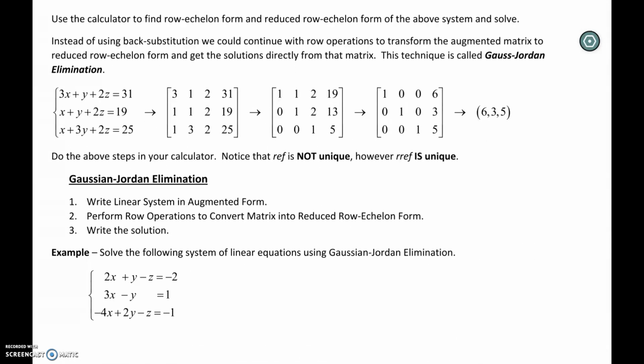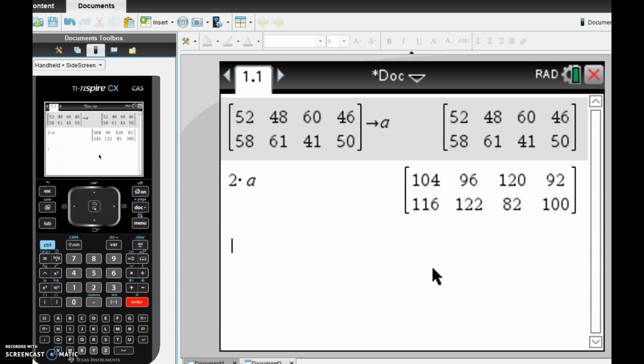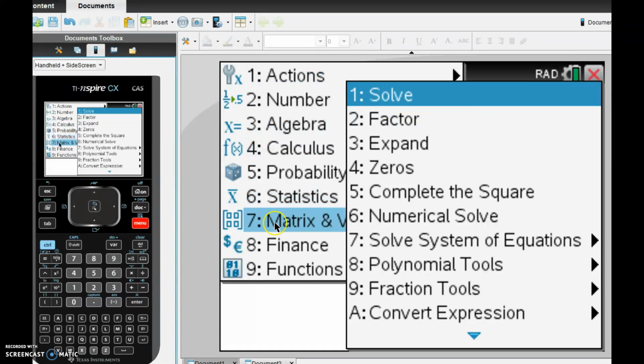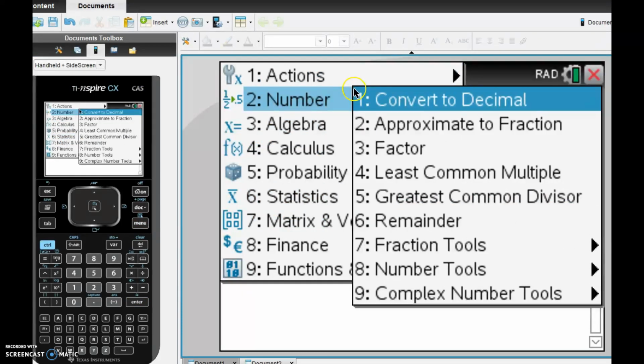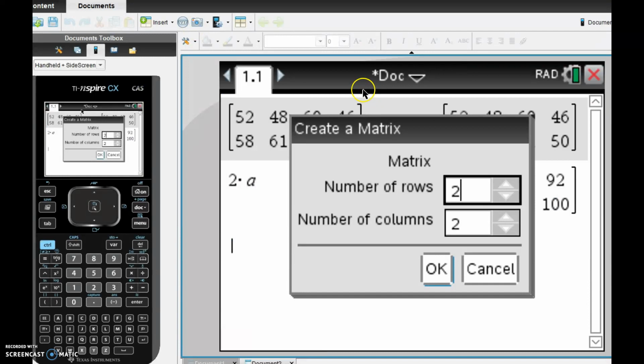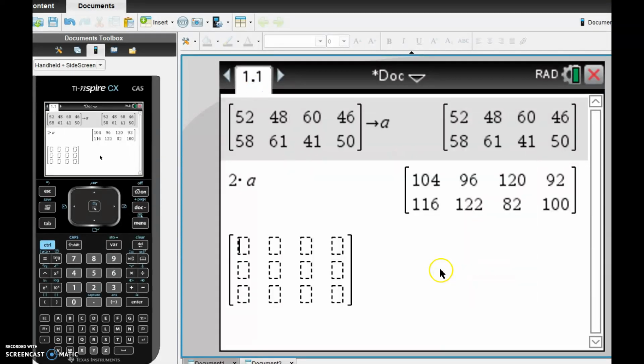Okay, we can do it on our calculator also. So we're going to make a new matrix. Matrix. Create. It is a 3 by 4. Type them in.